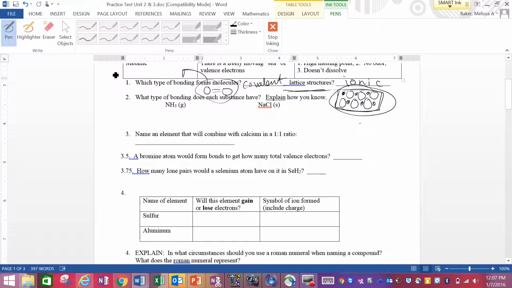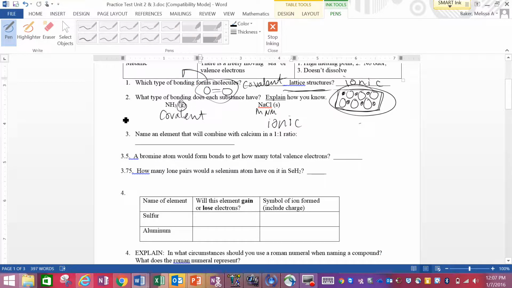What kind of bonding would these examples have? NH3, it's all nonmetals, so it would have covalent bonding. It's also a gas. That gives you a clue that it's not ionic or metallic. NaCl, that's a metal and a nonmetal. Automatically, that means it's ionic.